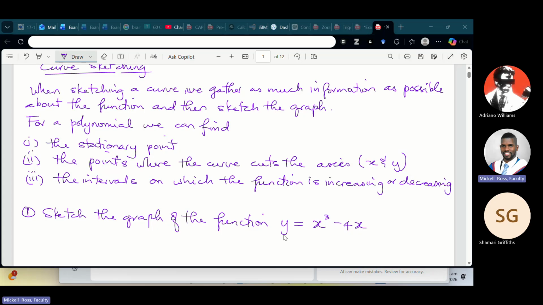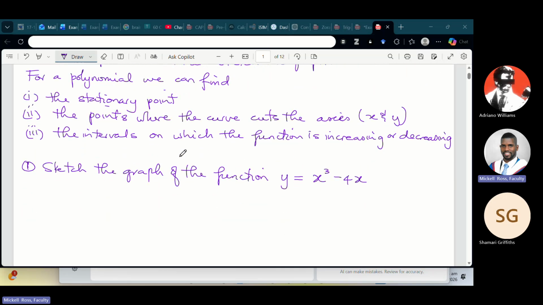All right, so paying attention to this question, we're going to see if we can accomplish all of what is written here. Finding where the graph is going to touch the x and y axis, if it does. Finding the stationary points and the intervals for which the function is increasing or decreasing. All right, let's go.